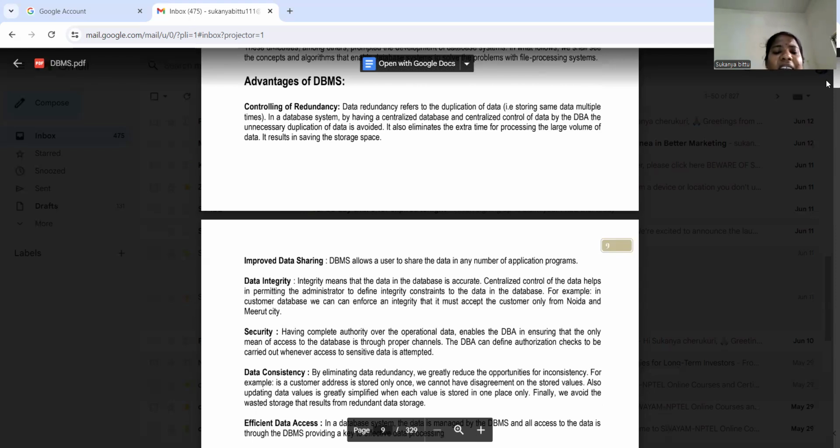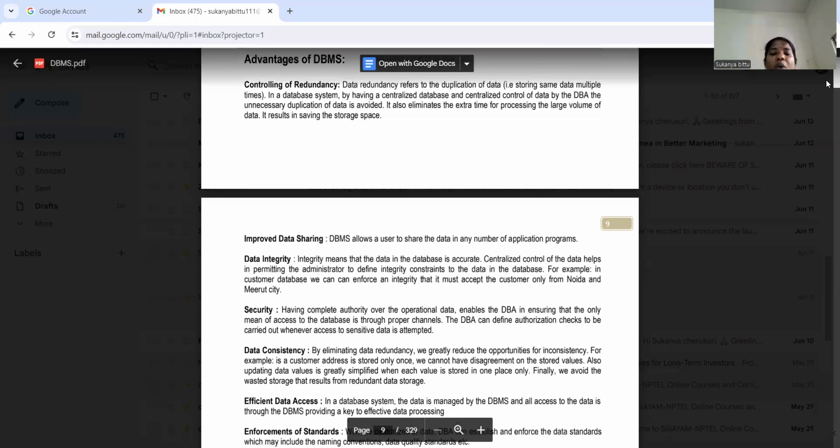Data integrity. Integrity means the data in the database is accurate. Centralized control of the data helps in permitting the administrator to define the integrity constraints of the data in the database. For example, in a customer database, we can enforce the integrity that it must accept customers only from Noida and Metro City. So next, what are the advantages in security?